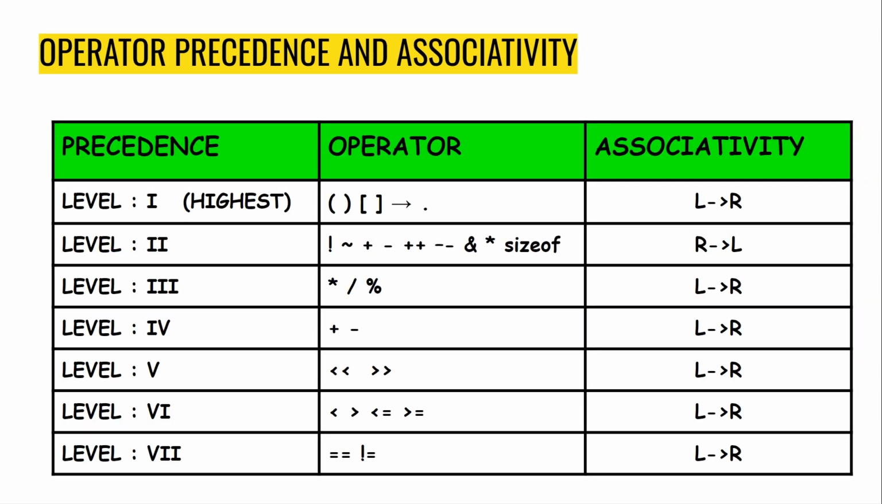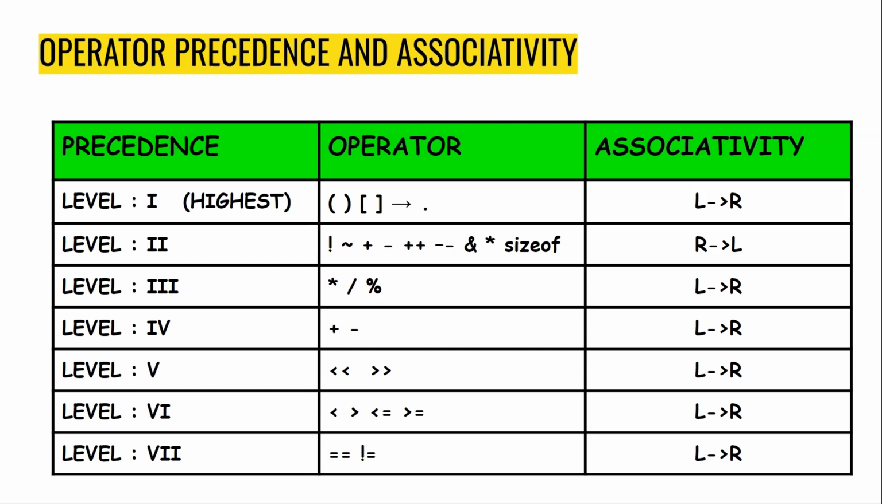The table shows the operator precedence and associativity. So the operators at level 1 have the highest priority, and so on. We have till level 15. The operator at level 15 has the lowest priority.